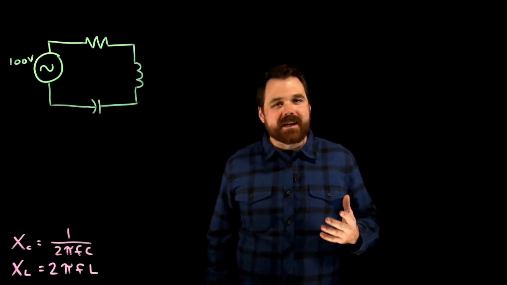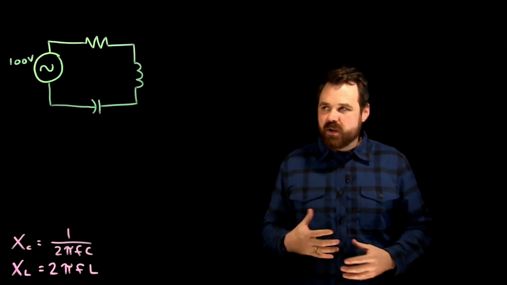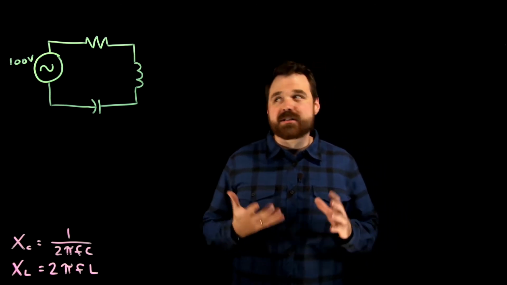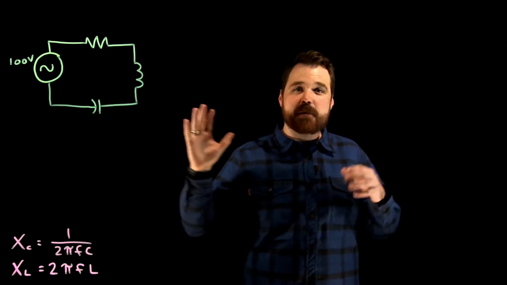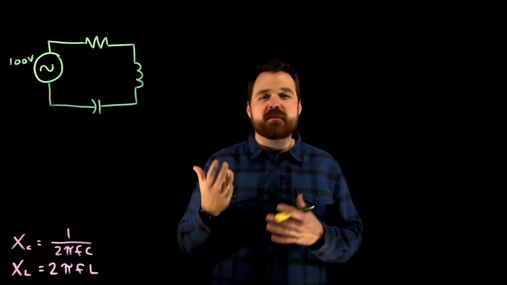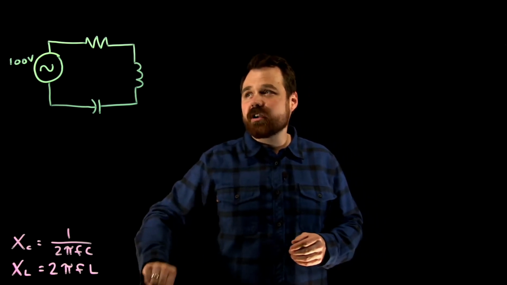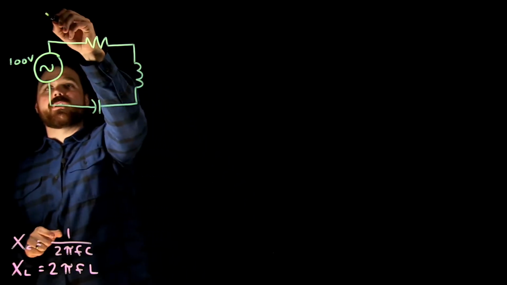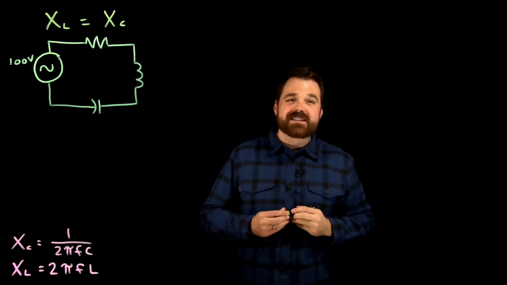What I want to talk about today is something that we call a resonant series circuit. Now, this is something that occurs in a series RLC circuit, so a circuit where we have resistance, inductance, and capacitance. A resonant circuit is actually speaking about the frequency. It's saying that the frequency is such that within that circuit, our XL and our XC are equal. And that's the big thing to remember here. XL equals XC. That's what a resonant circuit is.